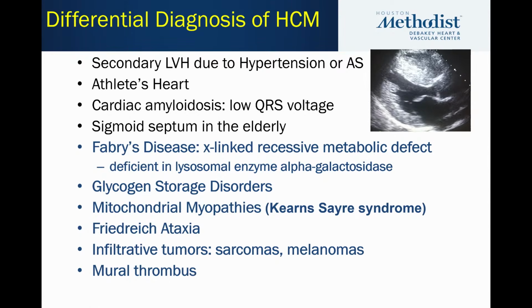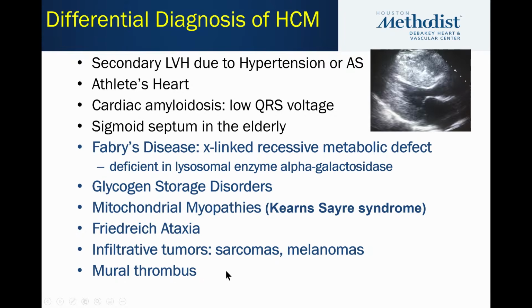Now, when we talk about differential diagnosis, then there's a few other rare conditions that we always have to keep in mind. And these tend to be more genetic conditions: Fabry's disease, glycogen storage disorders, mitochondrial myopathies, Friedreich's ataxia, and then occasionally infiltrative tumors can kind of look like hypertrophy, but it's basically infiltration from the tumor. And very rarely a thrombus can pseudo look like hypertrophy. I think this is probably easier to recognize.